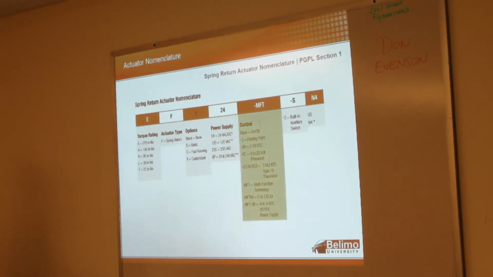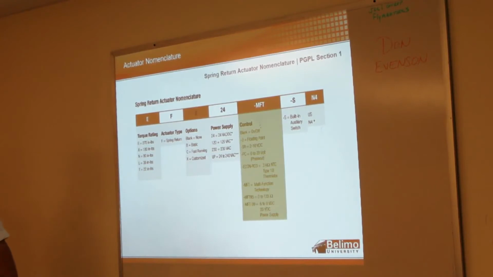Next column is showing the control signal. A blank, for example LF24, means it's just a two position actuator. Dash 3 means it's a floating point. Dash SR, we already talked about, that's the modulating 2-10 volt. Dash PC, we're one of the few, maybe the only one, that still has a phase cut replacement motor.